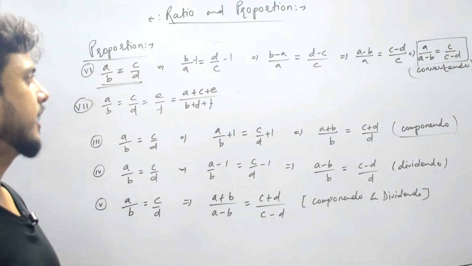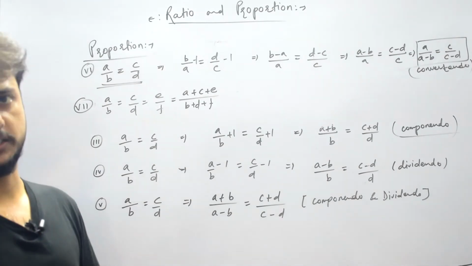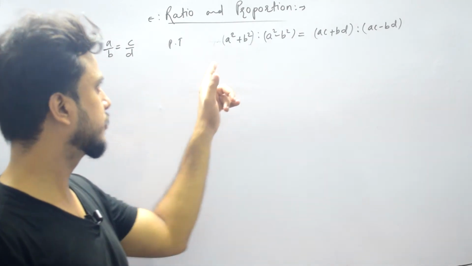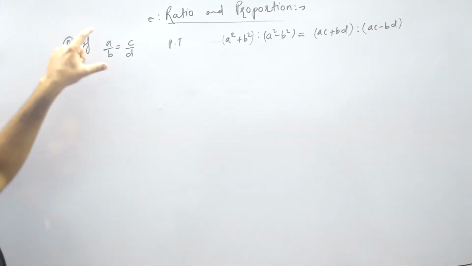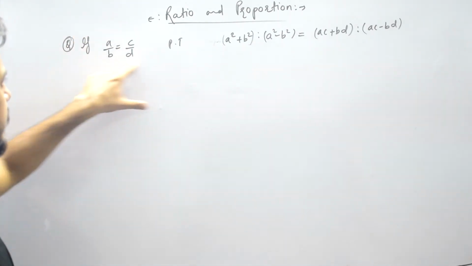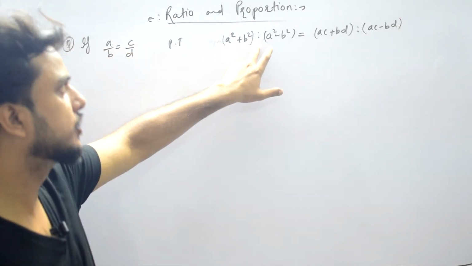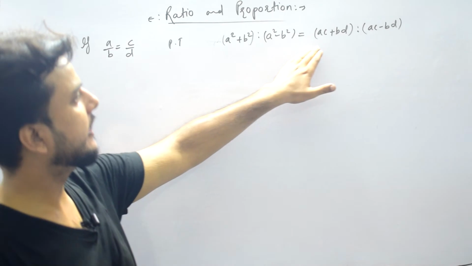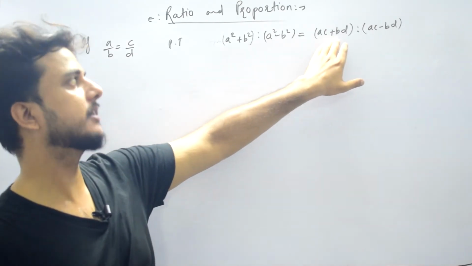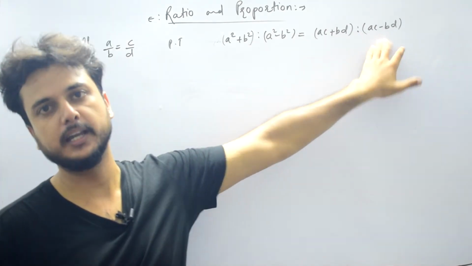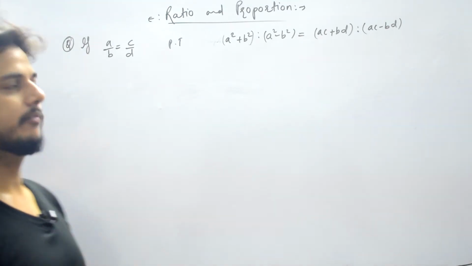Now after knowing this, let us see some questions. Let us see this question. It is given that a/b = c/d, and we have to prove that (a² + b²)/(a² - b²) = (ac + bd)/(ac - bd). Now let us see how to solve this question.